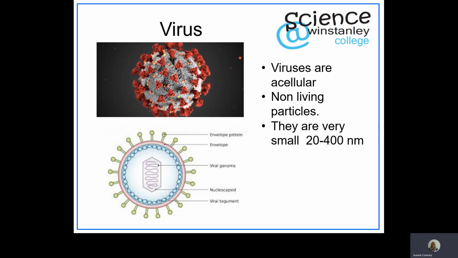They are very, very small. They're absolutely tiny, between 20 and 400 nanometres roughly in size. There is a bit of variation between plant viruses or bacteriophages, which are viruses that infect bacteria, compared to viruses that infect humans or animals. So there are differences in size, but they are all very, very small.